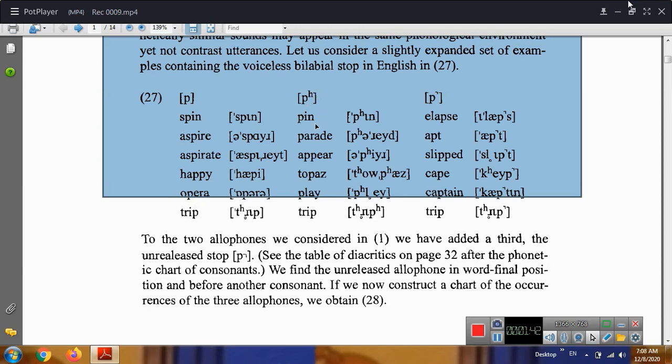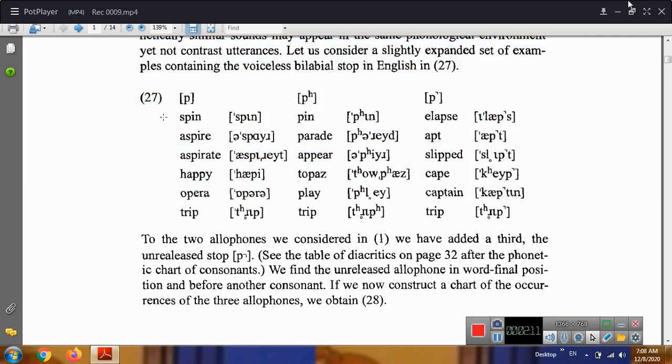Here we have another type of P, which is aspirated P, which comes at the beginning of the word and between two vowels, at the first of the word and at the end of the word. And here we have unreleased P, which comes in this environment.